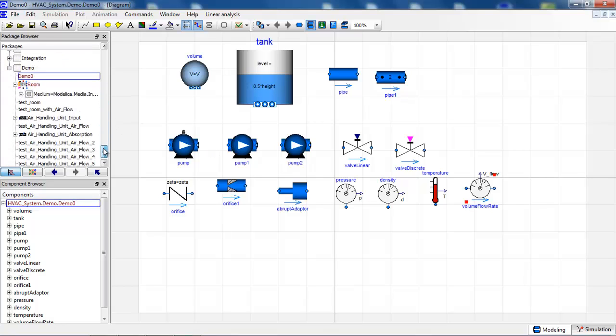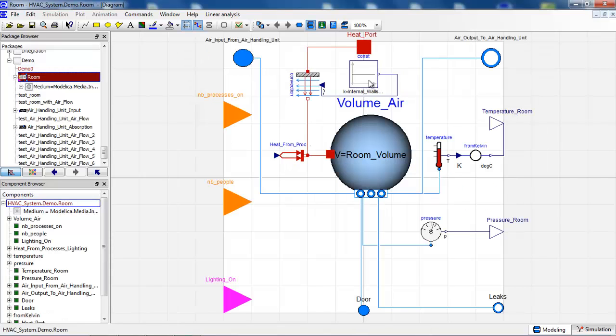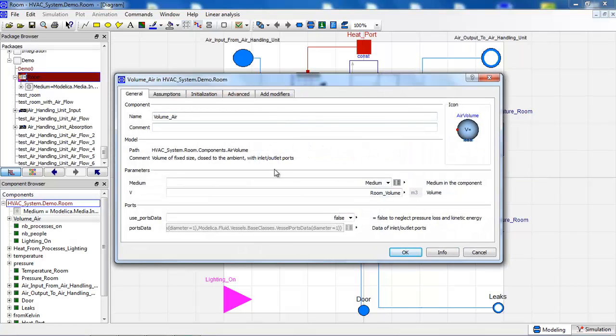So first of all, we will design the room model that we will use for the entire model. To do so, I use a closed vessel for my room, which is supposed to represent the volume of air you have in your room. Here you can find the volume in the room.